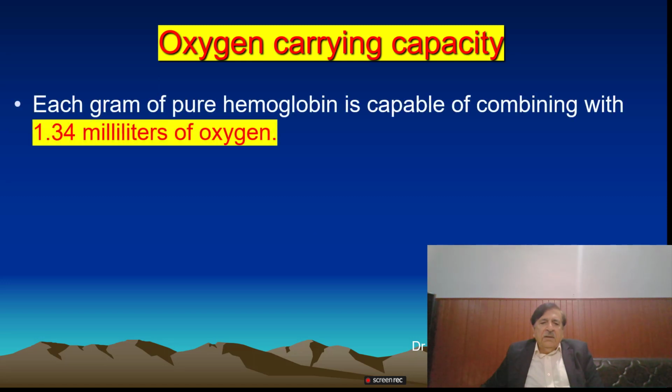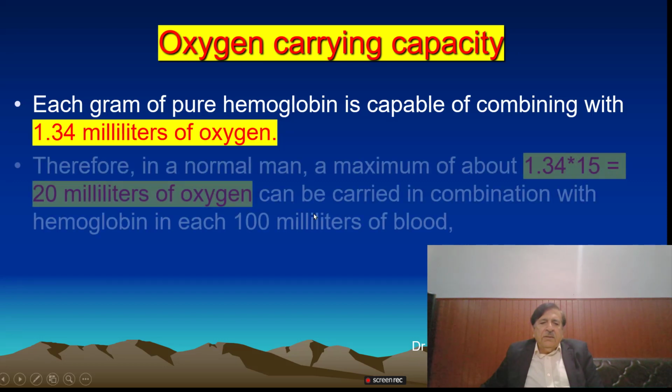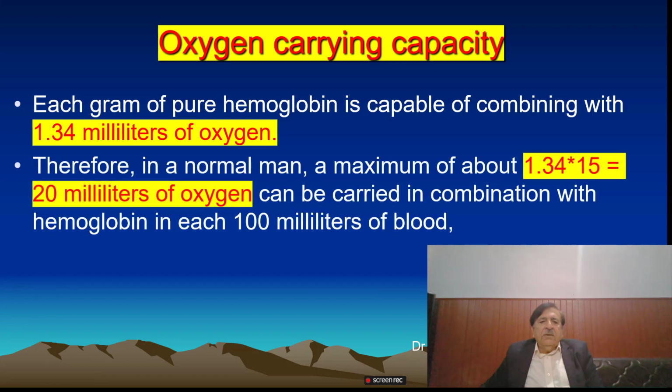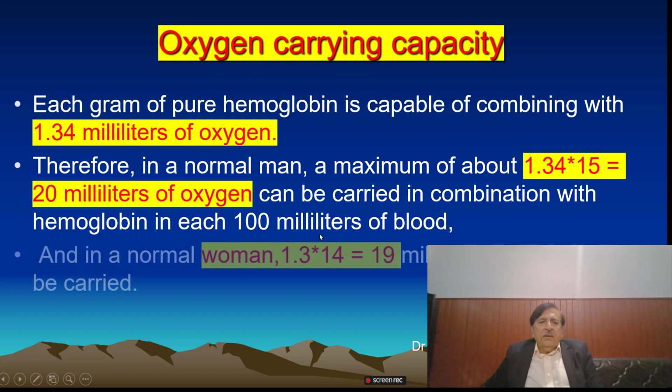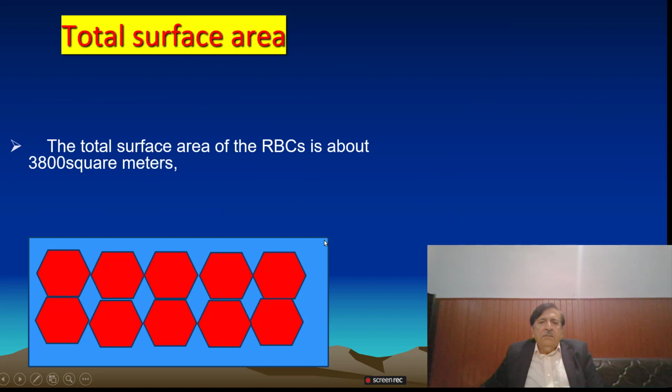Oxygen carrying capacity. Each gram of pure hemoglobin is capable of combining with 1.3 milliliter of oxygen. Therefore, in a normal man, a maximum of about 20 milliliter of oxygen can be carried in combination with hemoglobin in each 100 milliliter of blood, and in a normal woman 19 milliliter of oxygen can be carried.